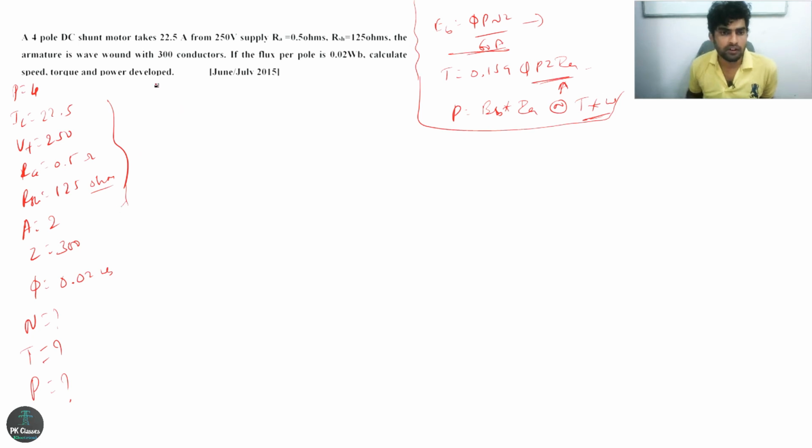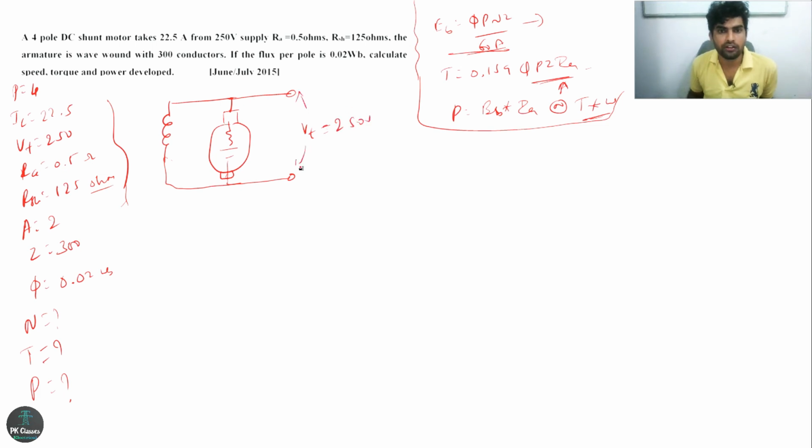First, I'll draw a diagram for this problem. There is a shunt motor, having armature resistance and EB we don't know, we need to calculate. And terminal voltage they have given, supply voltage 250 volts. And here, IL is equal to 22.5, supply from the supply. And RSH they have given 125, RA is given 0.5 ohm. This is RA. And EB we don't know, we need to calculate.